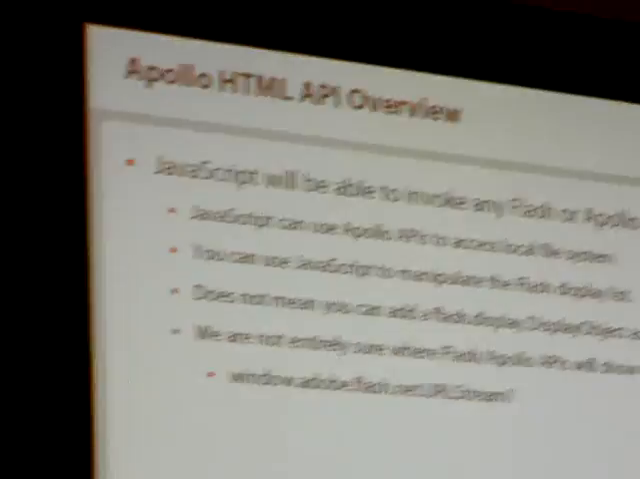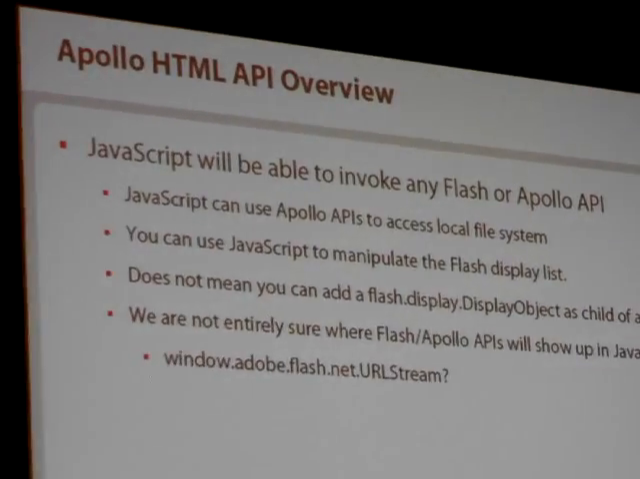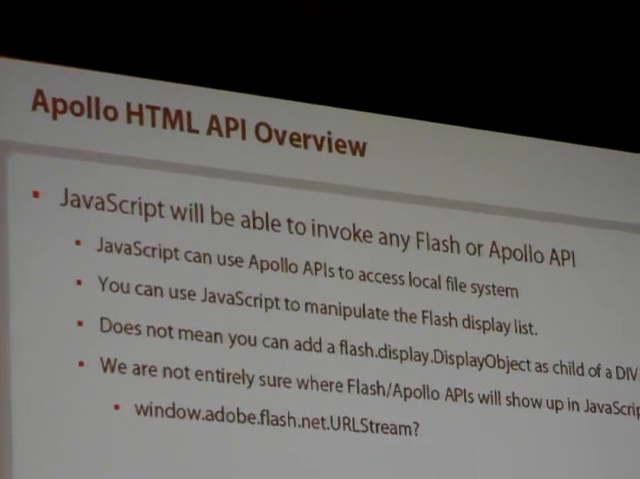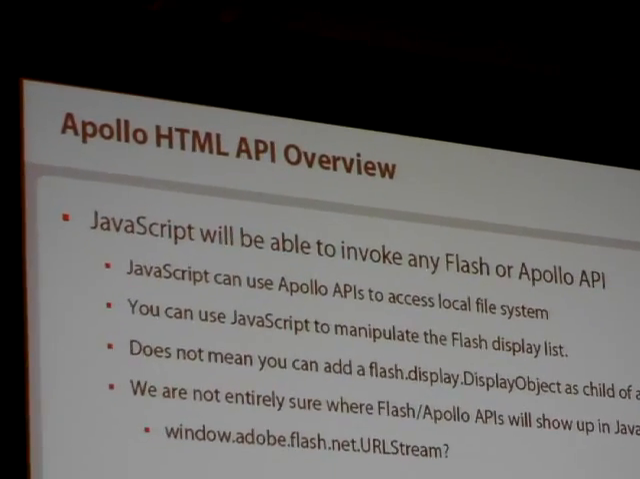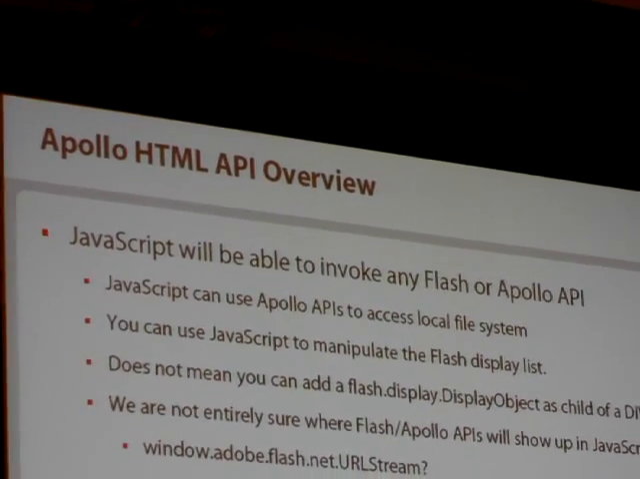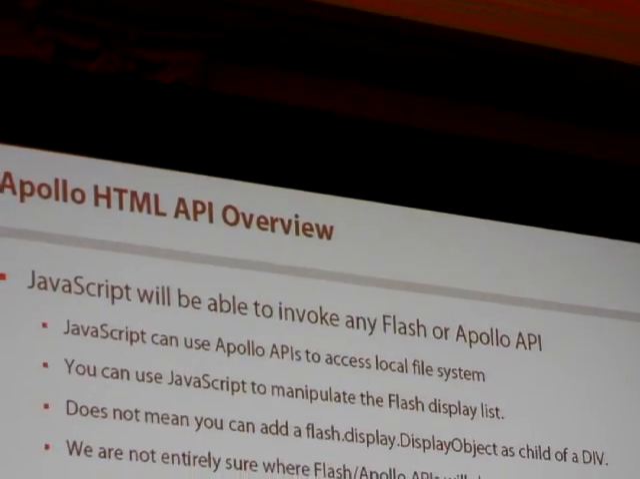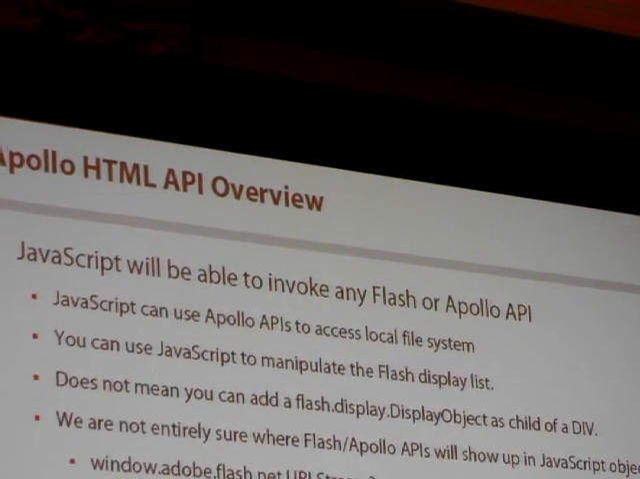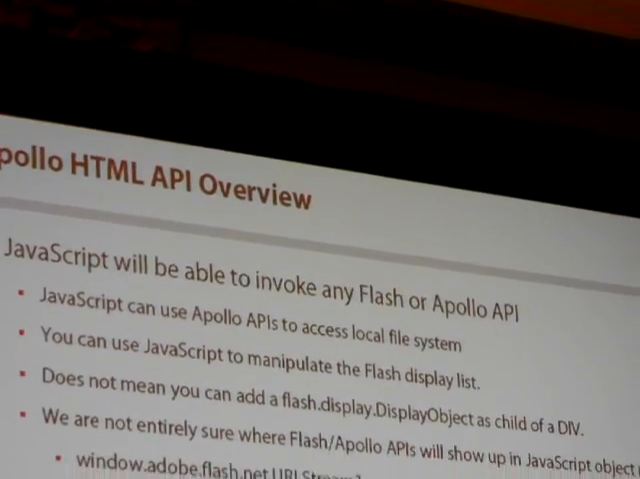So what can you do in JavaScript inside of Apollo? You'll be able to invoke any Flash or Apollo API. That means you can use JavaScript to call the Apollo file system APIs that Stan is talking about tomorrow. You can also use JavaScript to manipulate the Flash display list. However, this does not mean that you can take a Flash display object and add it to a child of a div. A div's children must be other DOM nodes. So just because you can use JavaScript to instantiate another display list object doesn't mean that you can just add it to things where it doesn't make sense. You'll still get runtime exceptions and stuff like that.